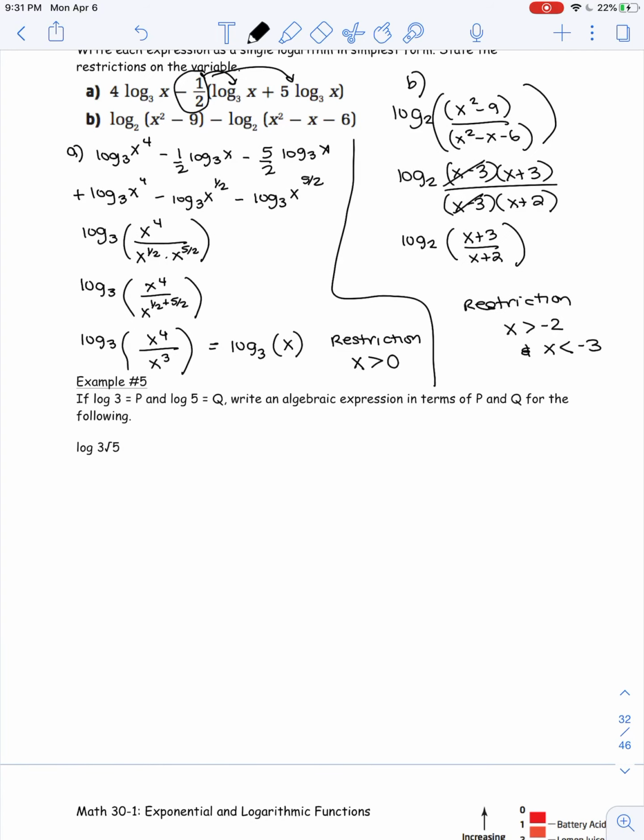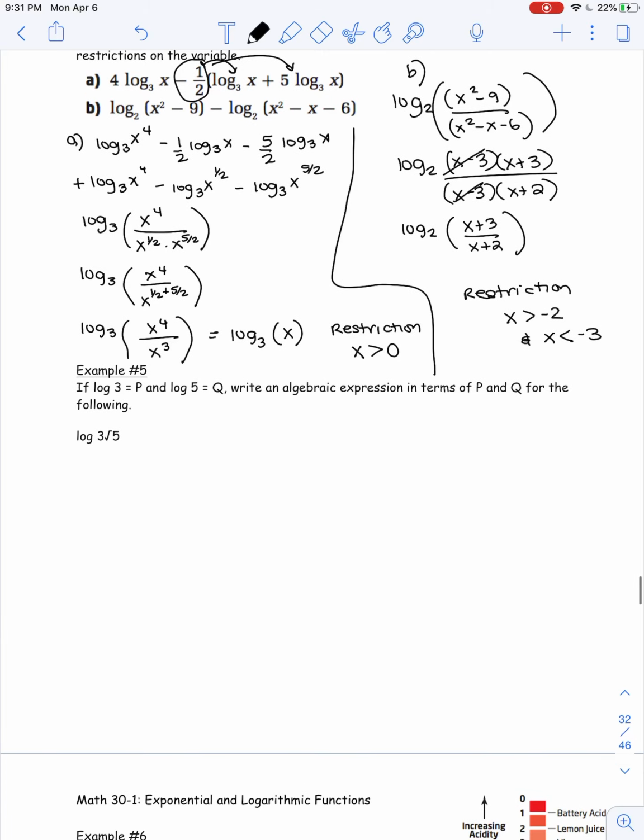Okay. Example number 5. It says if log 3 equals p and log 5 equals q, we want to write an algebraic expression in terms of p and q for the following. So we need to figure out a way to make sure that we see log 3 and log 5, and then once we do, we'll replace them with p and q. So, so far we have log 3 multiplied by the square root of 5. So these are our values.